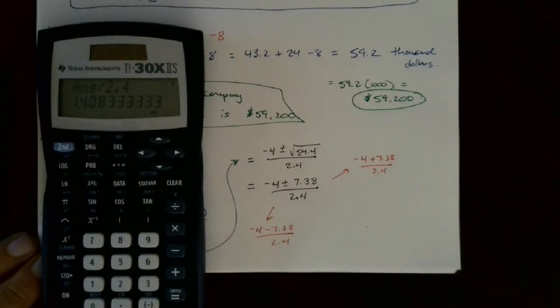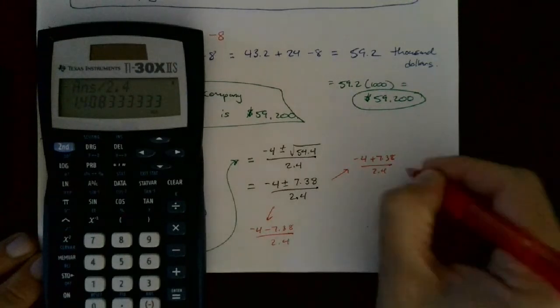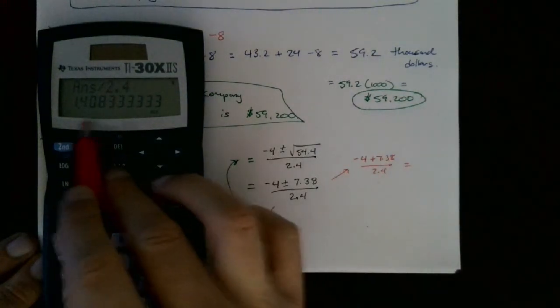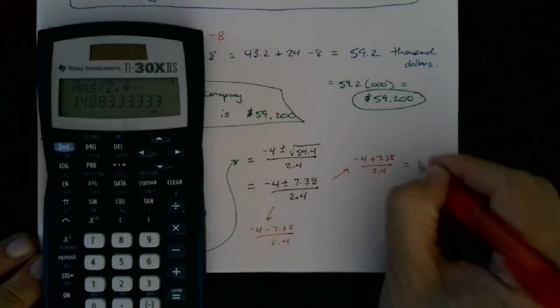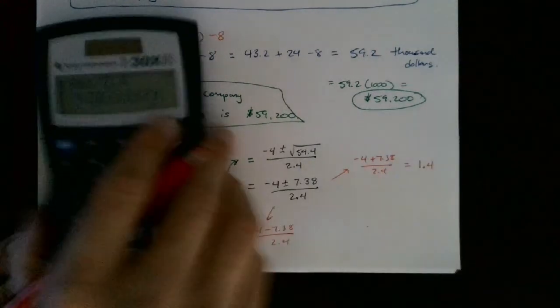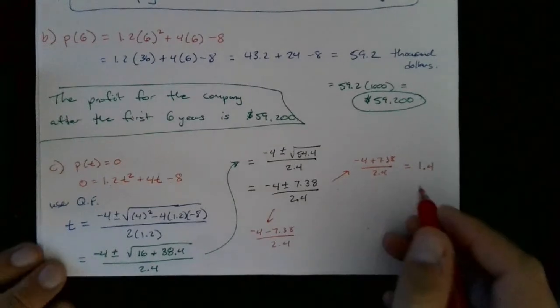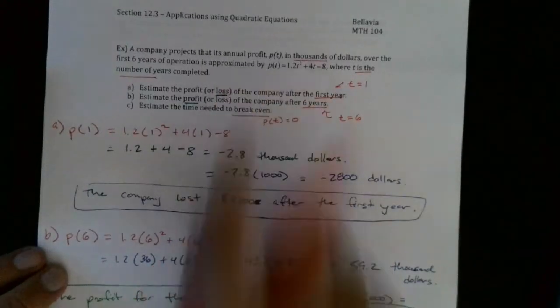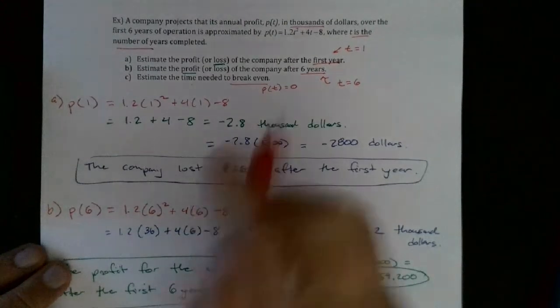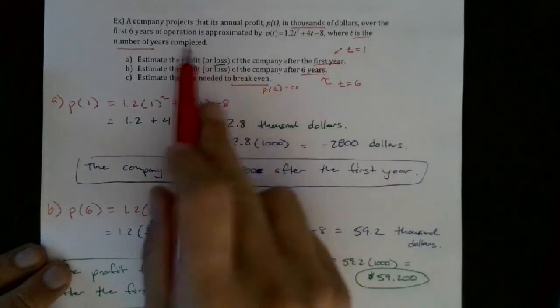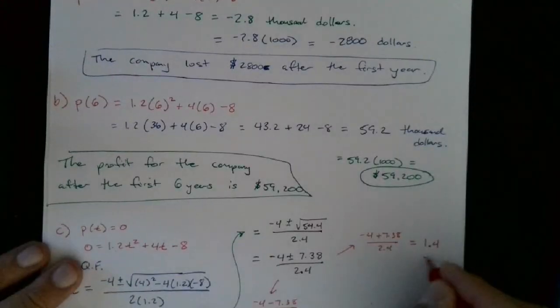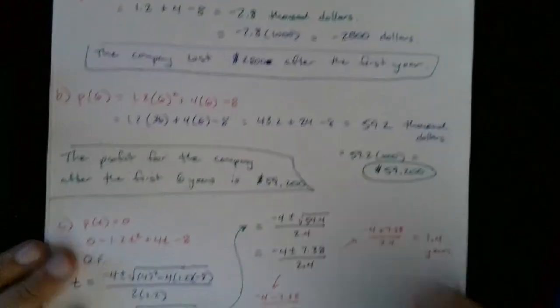And we get 1.4, or 1.408333. So we're going to round this. Now I said the end will round just to 1 decimal place, so 1.4. Remember, this is t. T is what? Well, t is the time in years, so number of years completed. So this is 1.4 years.